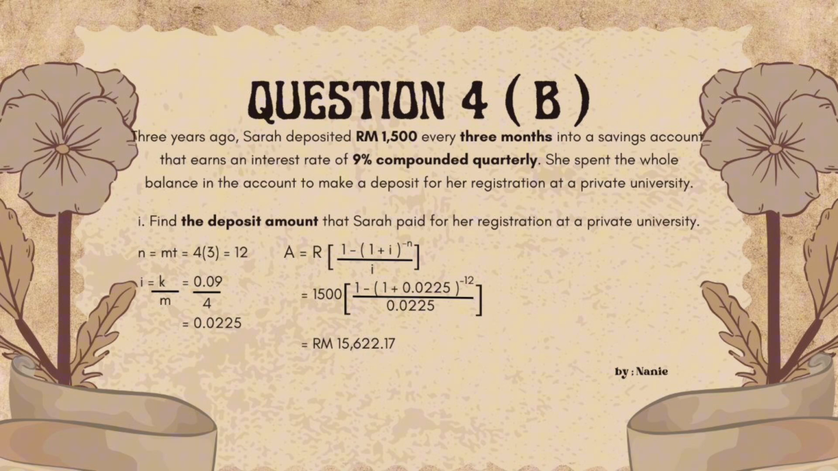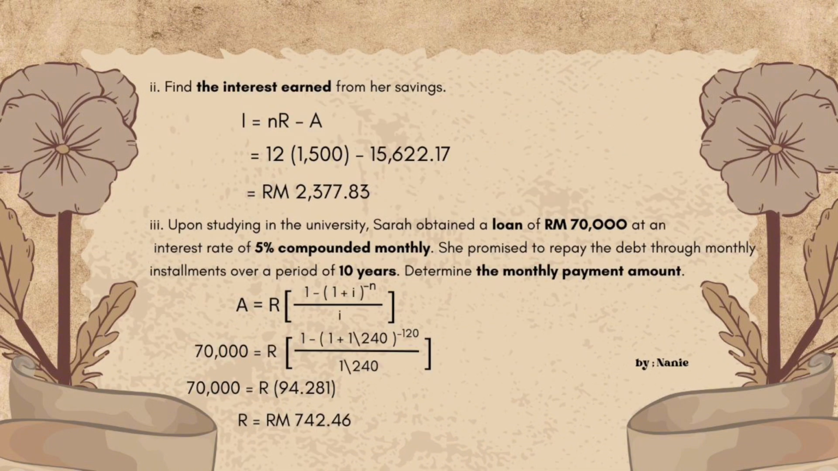In order to find n, the formula would be m times t, which is 4 times 3 equals to 12. Meanwhile, in order to find I, k must be divided by m, which is 0.09 divided by 4 equals to 0.0225. Next, n and I will be inserted in the formula. So it will be 1,500 open bracket 1 minus in bracket 1 plus 0.0225 close bracket power negative 12 divide 0.0225 close bracket. The final answer would be 15,622 and 70 cents.